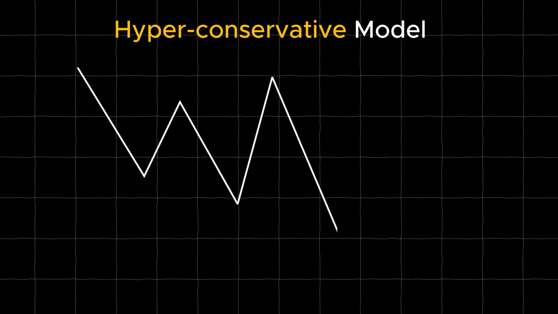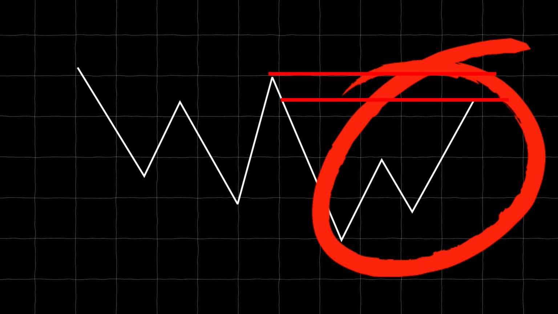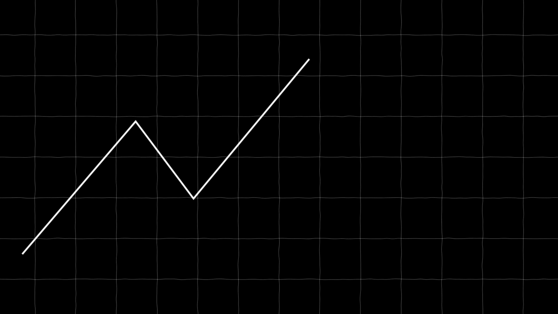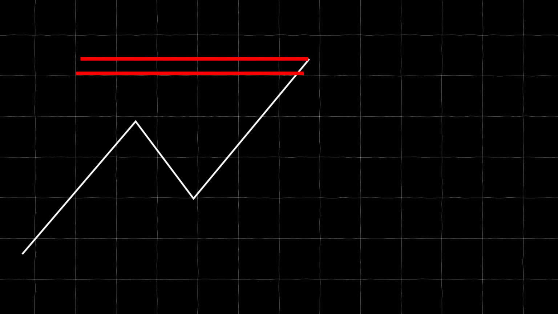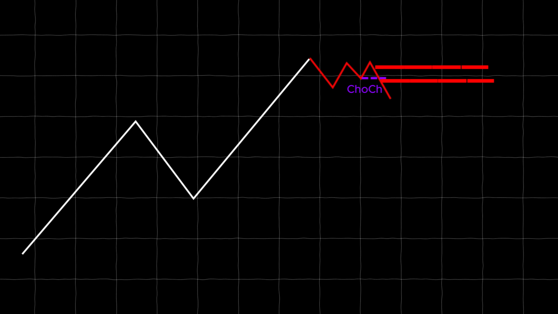The final entry model is the hyper-conservative model. We take the same structure used before, so this is the high time frame structure. We take only the mitigation part to represent. The hyper-conservative model is based on price mitigating the high time frame point of interest and switching to a lower time frame to observe the potential change of character that forms another smaller point of interest, by an order block or fair value gap. So far, this sounds like the conservative model.